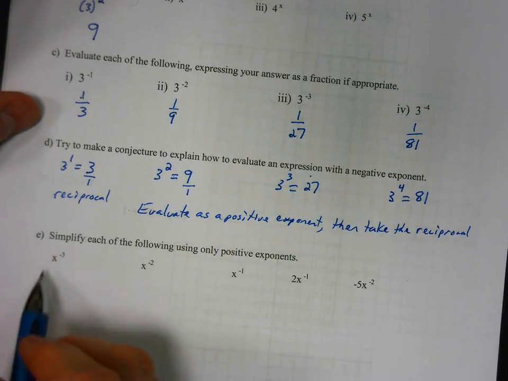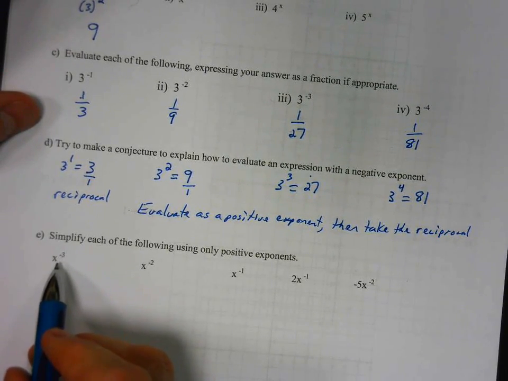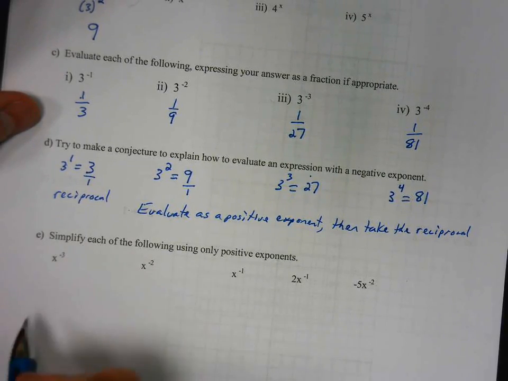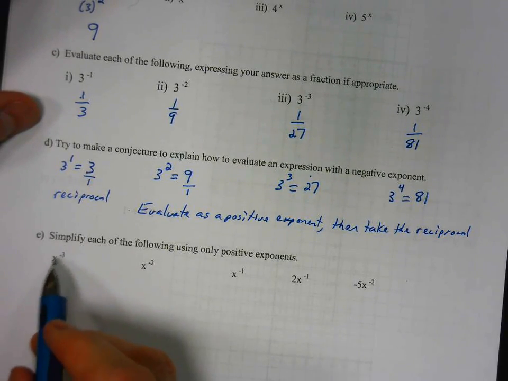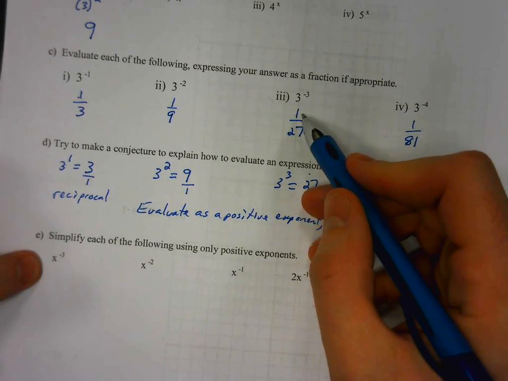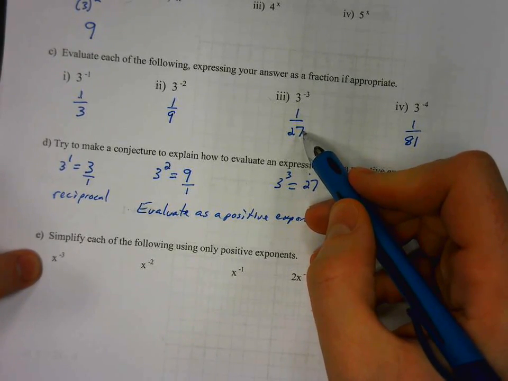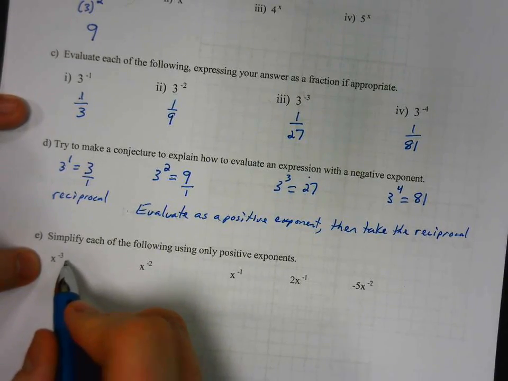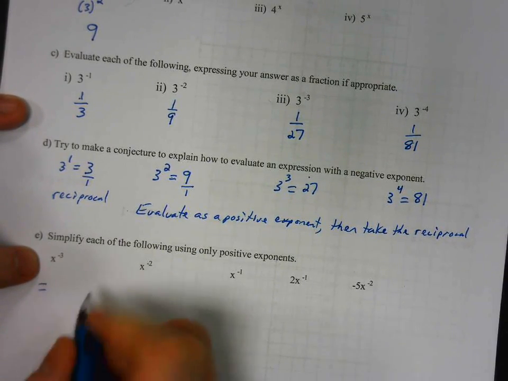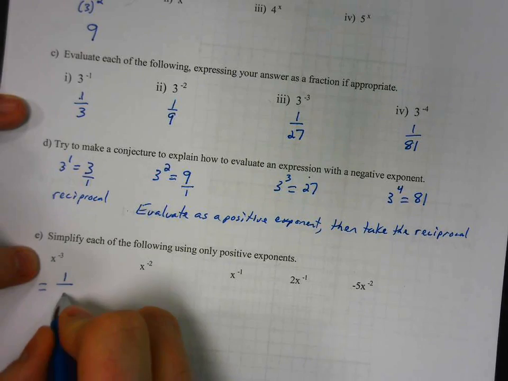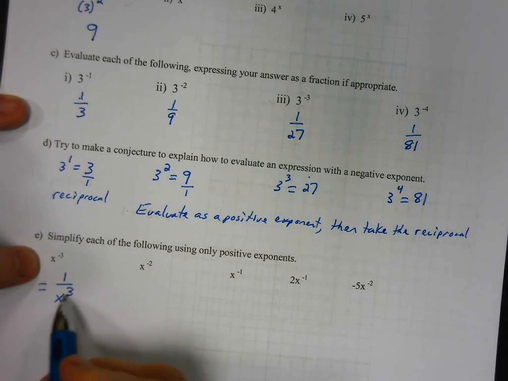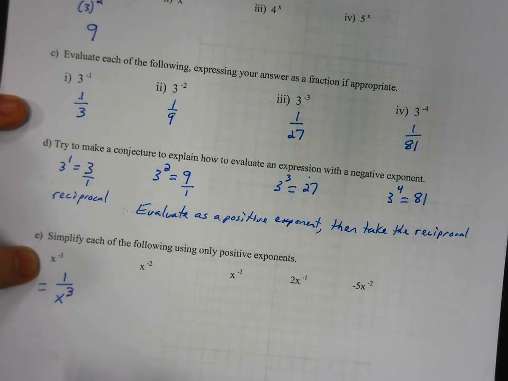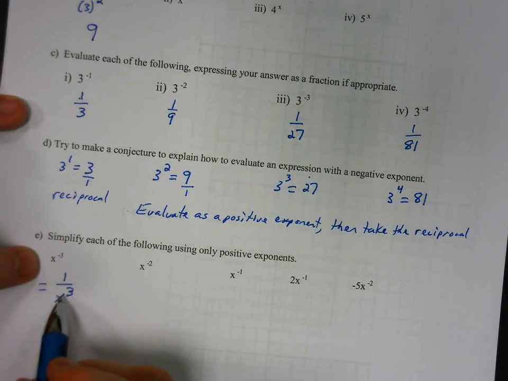So if you have variables now with negative exponent, we already said that if you had, say 3 to the negative 3, that was 1 over 27. So now if you're left with a variable like x to the negative 3, well, now we would just look at it as 1 over x to the positive 3. So you would do x to the third and then flip it. So that would be 1 over x to the third.